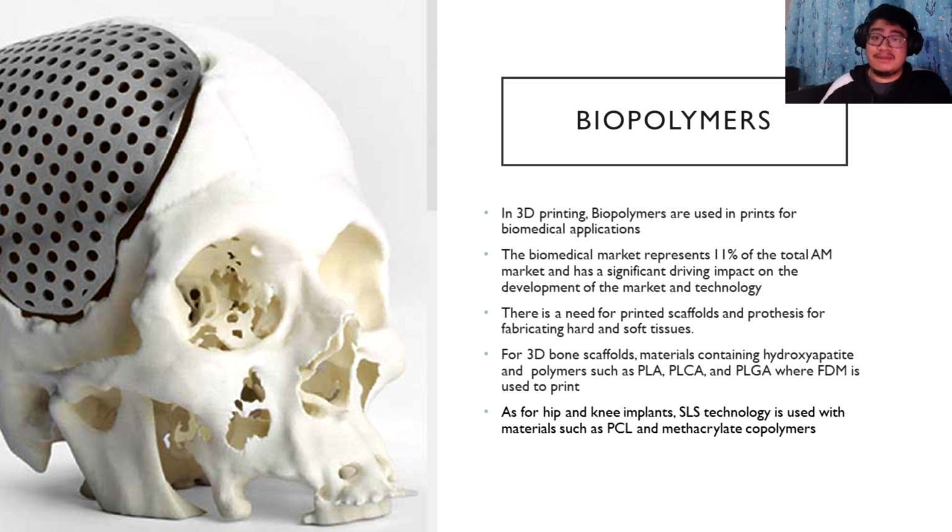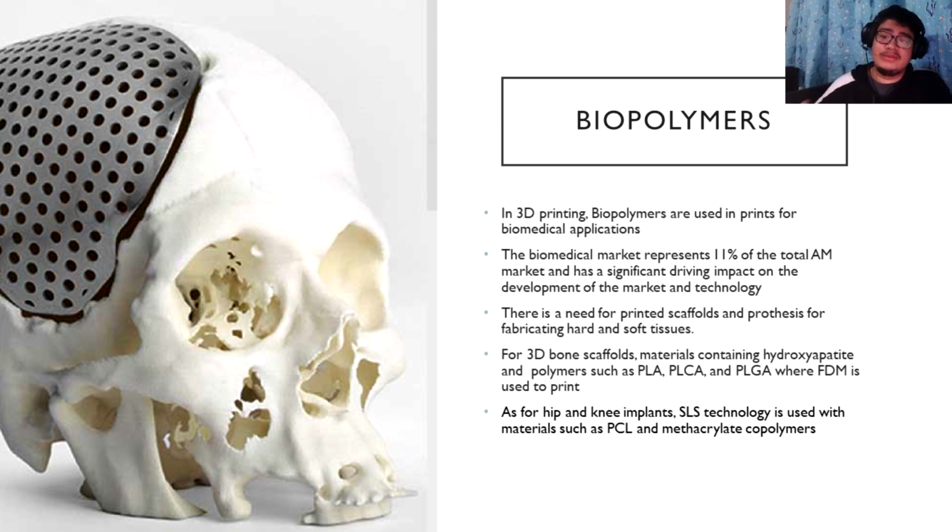For example, for 3D bone scaffolds, materials containing hydroxyapatite and polymers such as PLA, PLCA, and PLGA are used, where fused deposition modeling is used to print. As for hip and knee implants, SLS sintering technology is used with materials such as PCL and methacrylate copolymers.